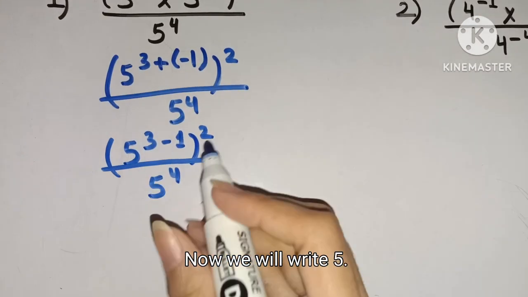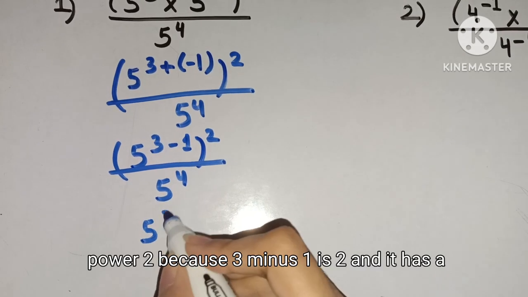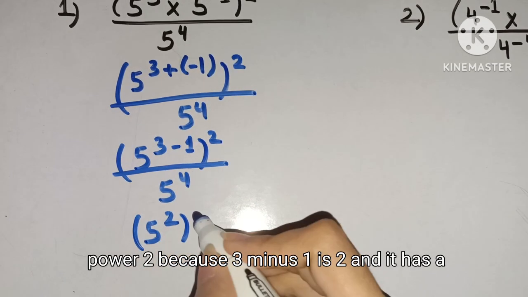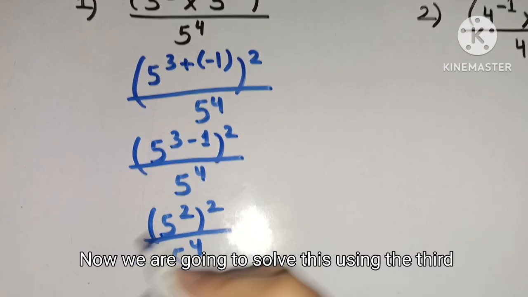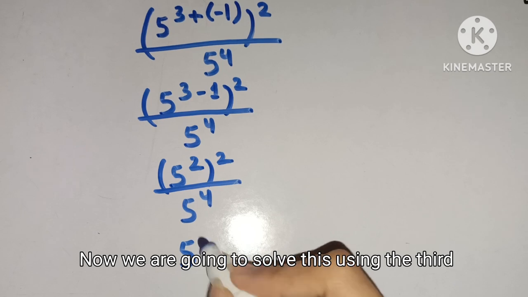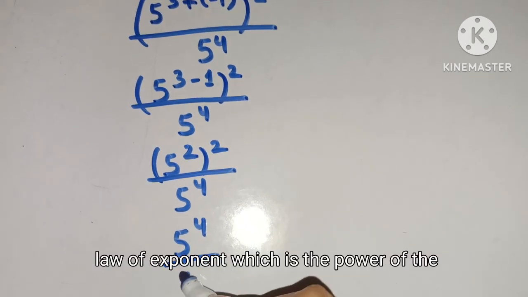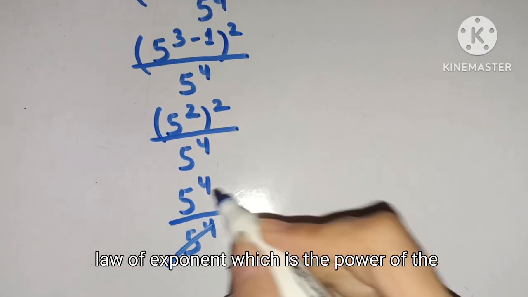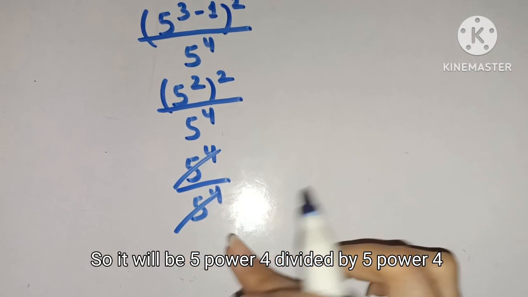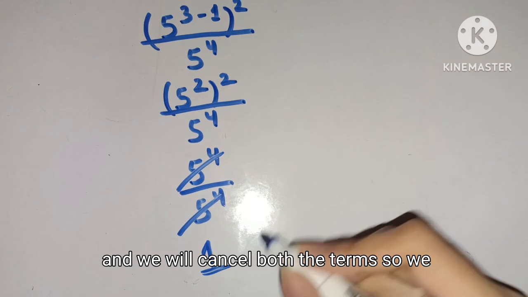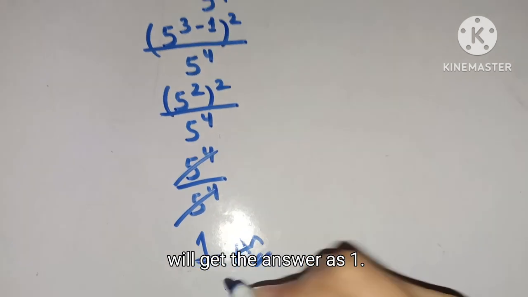Now we will write 5 power 2 because 3 minus 1 is 2, and it has a whole power of 2, divided by 5 power 4. Now we are going to solve this using the third law of exponent, which is the power of a power law. So it will be 5 power 4 divided by 5 power 4, and we will cancel both the terms, so we'll get the answer as 1.